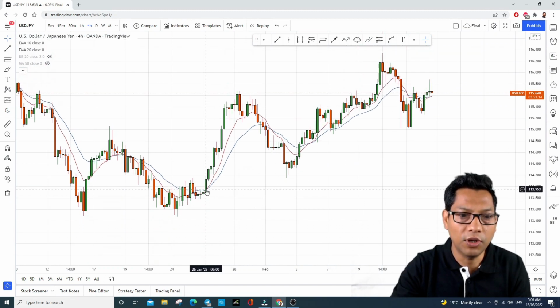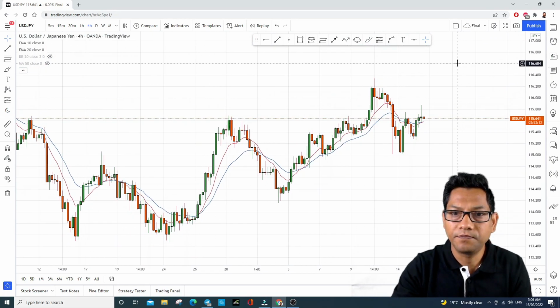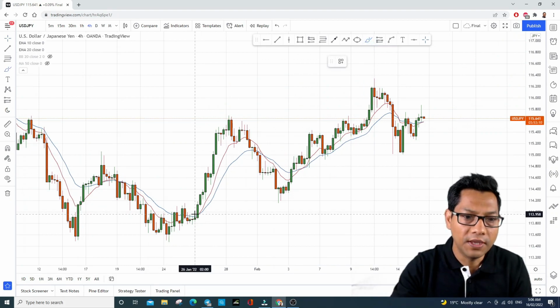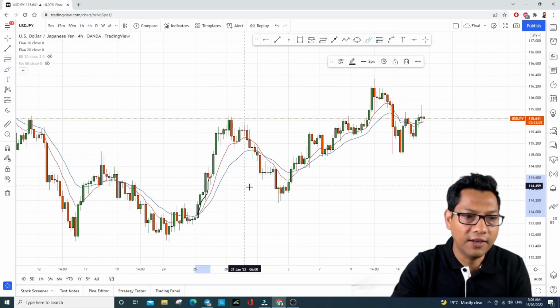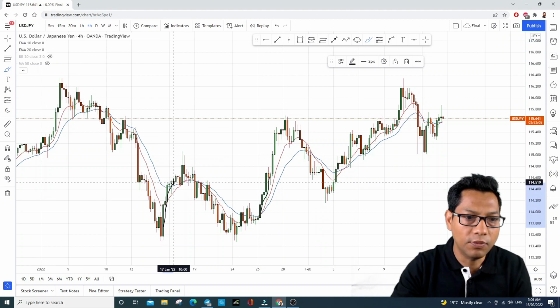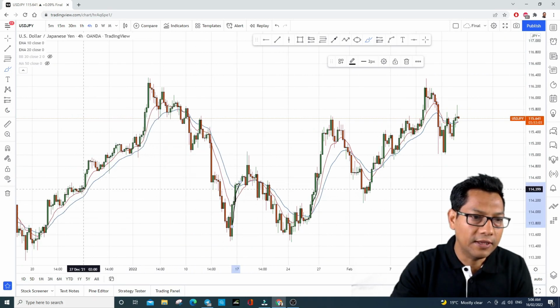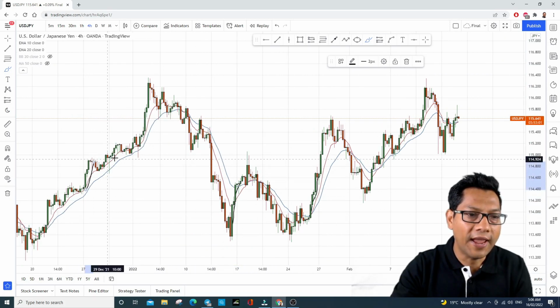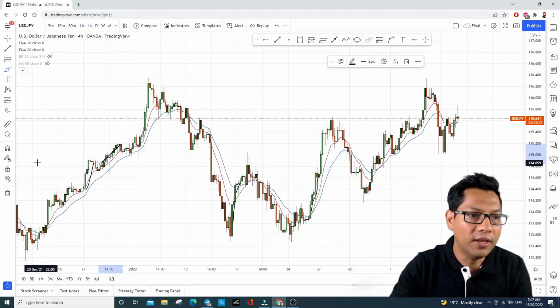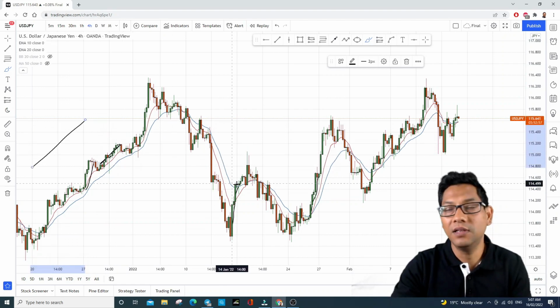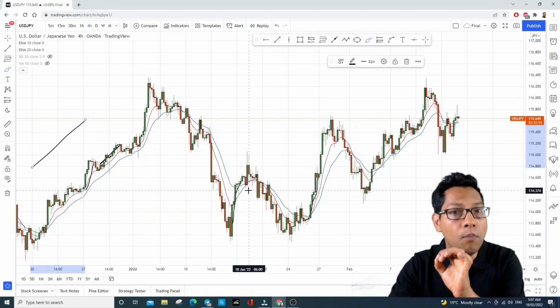See, look at this one here. In this move there is a little bit of angle, right? Look at this one here, there is a little bit of angle. See, look at this one here, there is a little bit of angle. So when the move goes at an angle, that's the proper move.